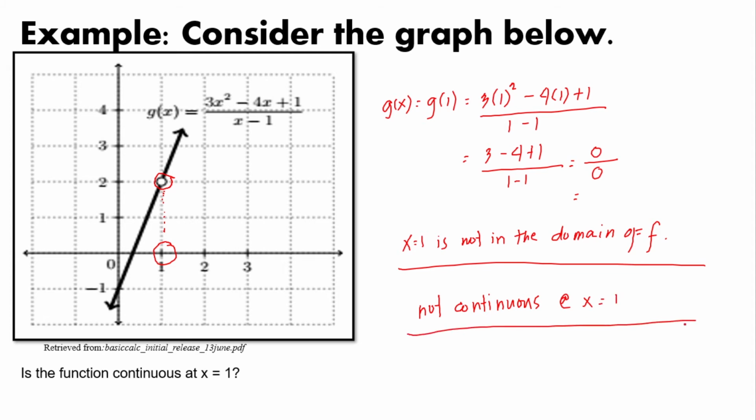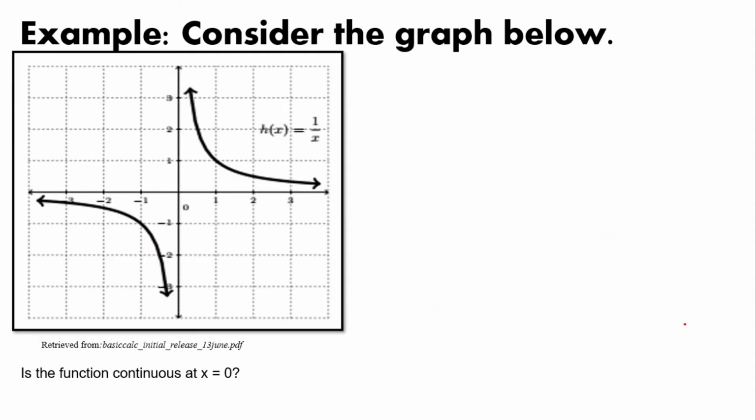Okay. So let us consider the graph below. So we have the graph of the function h of x is equal to 1 over x. Is the function continuous at x is equal to 0? So by inspection, for this curve, coming from the left, as the curve approaches 0, habang papalapit siya sa 0 ay papunta siya sa negative infinity.